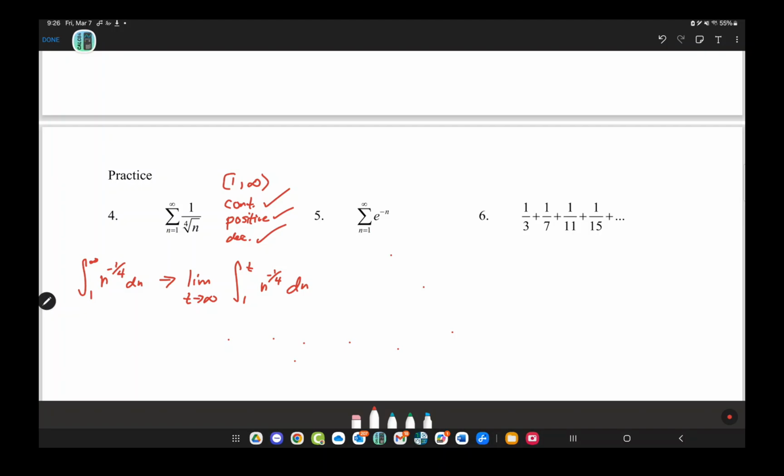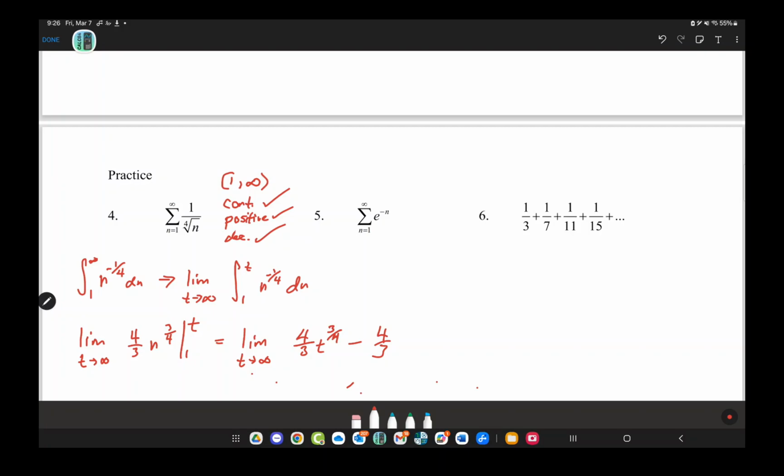All right. What is this interval? Put in t. What is the antiderivative of this function? 4/3 times x to the 3/4 from 1 to t, which gives you the limit as t goes to infinity. If I plug in t, I get 4/3 t to the 3/4 minus 4/3, right?